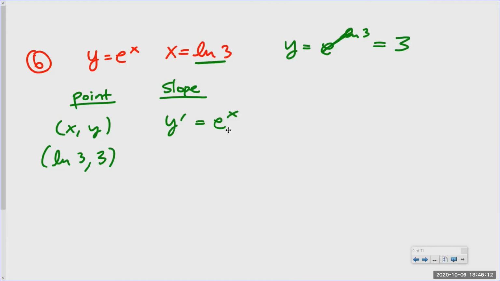What do I plug in for x? Do I have any number for x? Yes, it's ln of 3. Does that make sense? x is ln of 3. So I'm going to take this ln of 3 and plug it in here. What does that tell me y prime is? 3. So I've got all numbers, guys. I've got x, I've got y, I've got a y prime. Everything's a number. I've got a point and a slope. You guys do it. Write the equation of a tangent line.